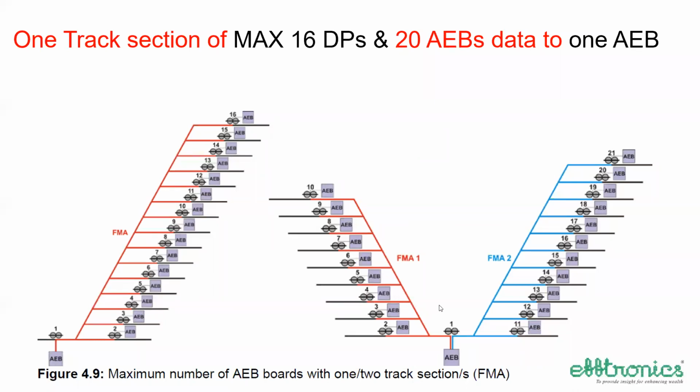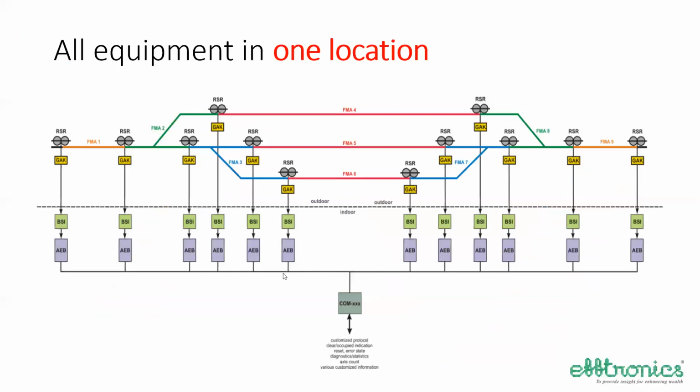This we have already seen, how sections are formed. And this is another application. Let us say a 3-road station with about 12 wheel detectors, and then 9 sections are connected in this way. This line is the border between outdoor and indoor. All these are kept in the same room, same rack: COM board and all the AEBs, BSIs. And one quad is laid between the wheel detector and the central room.